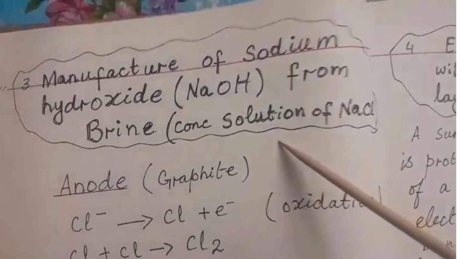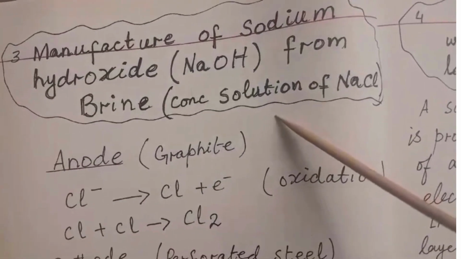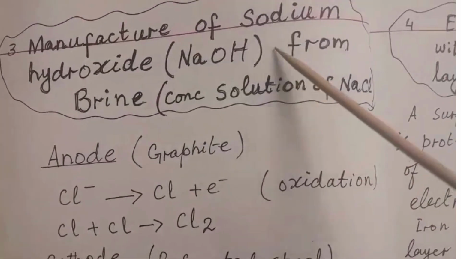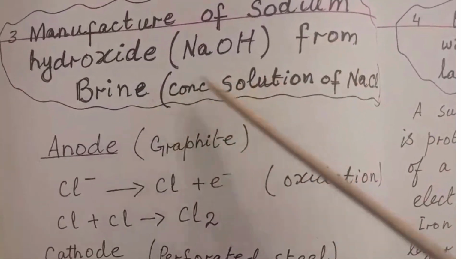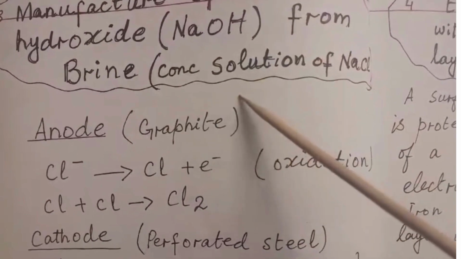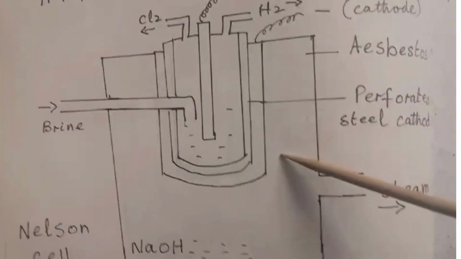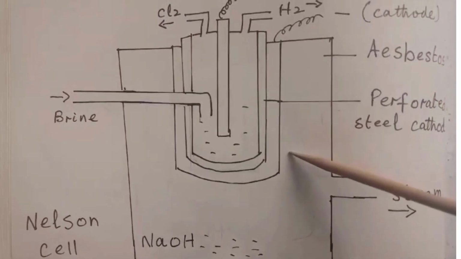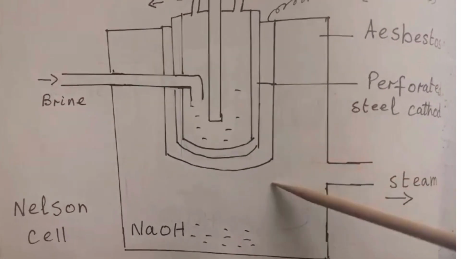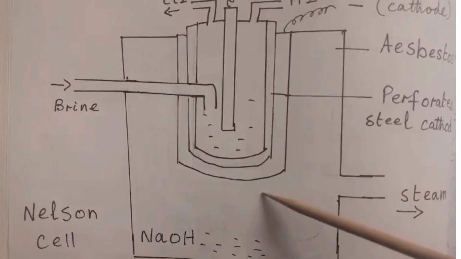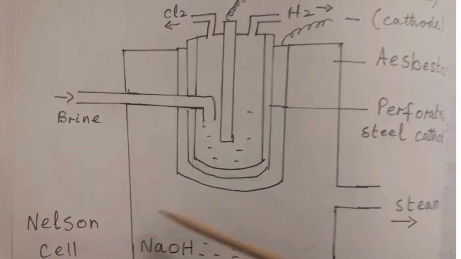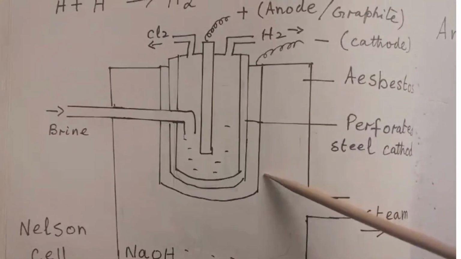Moving on, here we have another industrial application of electrolysis process, that is manufacture of sodium hydroxide, NaOH, from brine, which is the concentrated solution of sodium chloride. The electrolytic cell that is used for the production of sodium hydroxide from brine is called the Nelson cell, and this is the design of Nelson cell.